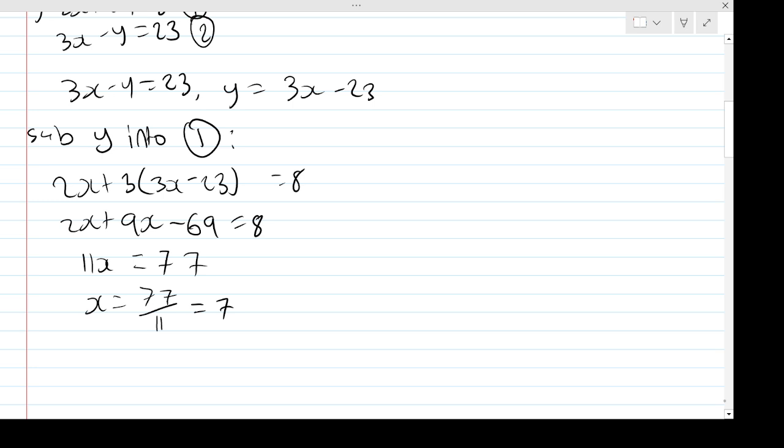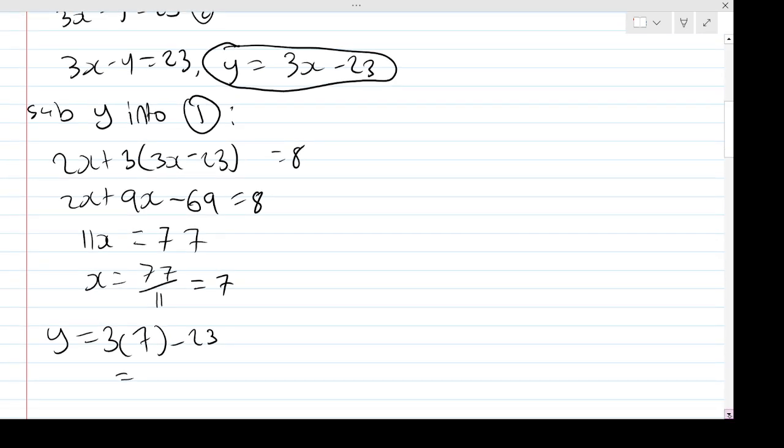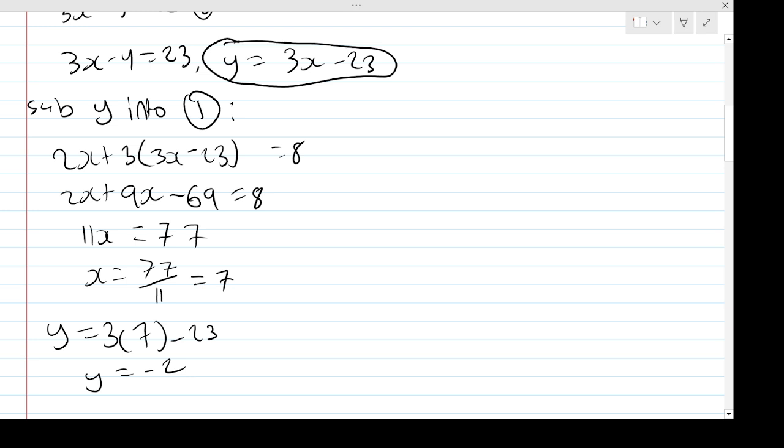Cool. But that's x. Now we've found our x, we can either substitute x into the equations again to get y, or because we already know what y is exactly, we already rearranged it here, we can use this equation instead. So then y would be 3 lots of x, which would be 7, take away 23, which goes to 21 minus 23. That'd be minus 2. Okay, cool. So that's our solution then. So the solution is x is 7, y is minus 2.